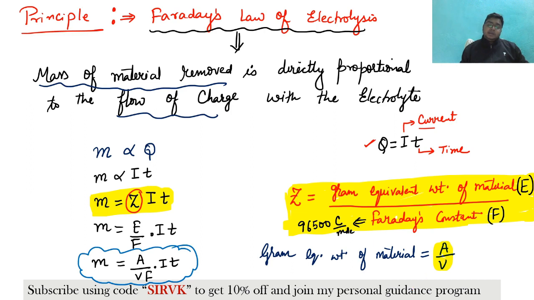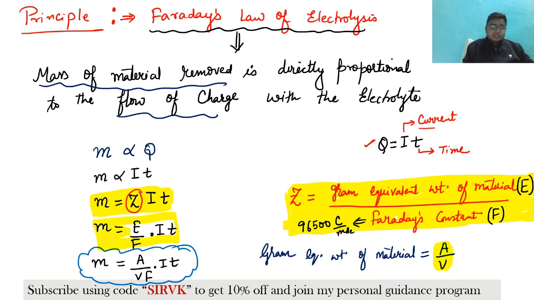What is this A by V? A means the atomic weight of the material, and V is the valency, right? So when you substitute E is equal to A by V, you get Z is equal to E by F into IT, and when you replace this E with A by V, you get these relations.